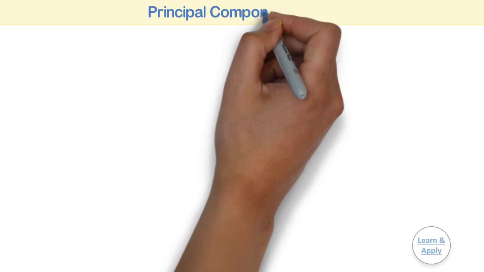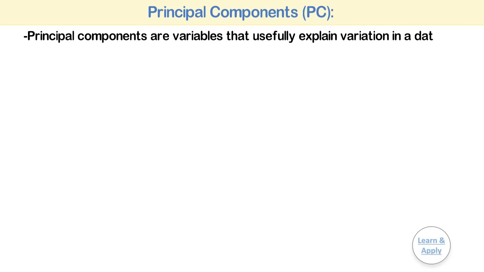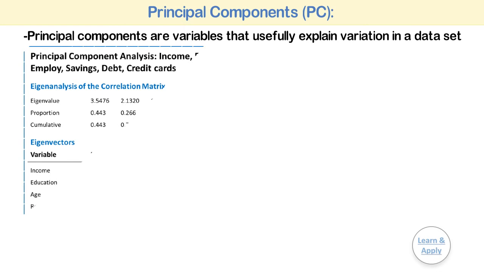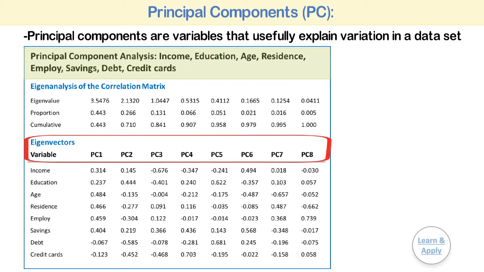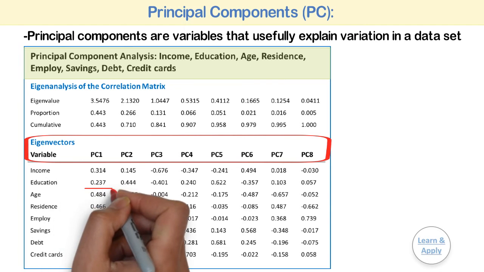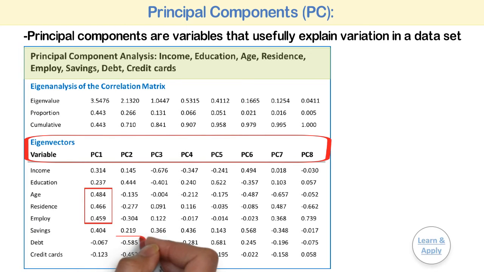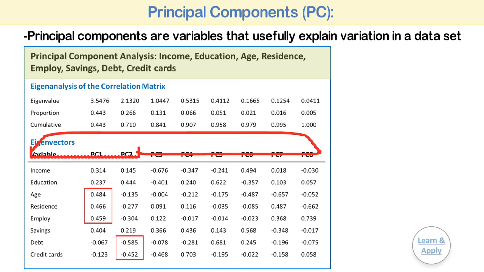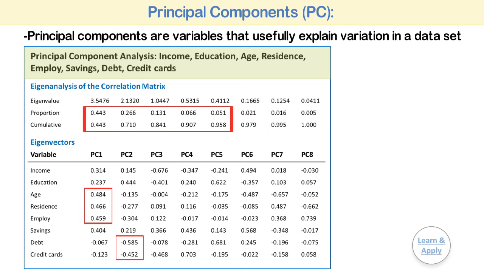Principal components, also denoted by PC. Principal components are variables that usefully explain variation in the dataset. Each principal component is one of your original variables or a combination of some of your original variables. For the interpretation of each principal component, examine the magnitude and direction of coefficients of the original variables. The larger the absolute value of the coefficient, the more important the corresponding variable is in calculating the component.